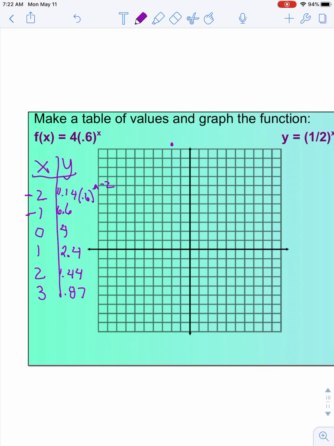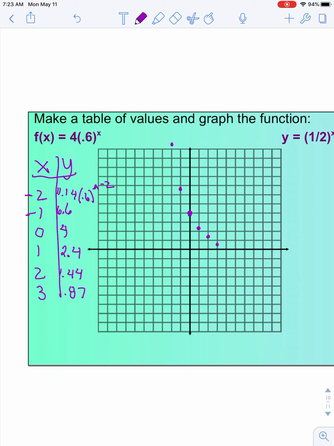Okay, so there's that value, -1, 6.6. So just a little over 6.5. And 0, 4, that's a nice one to graph finally. Then I get 1, 2.4, just a little under 0.5. 2 is 1.44. And 3 is 0.87, so just a little under 1.